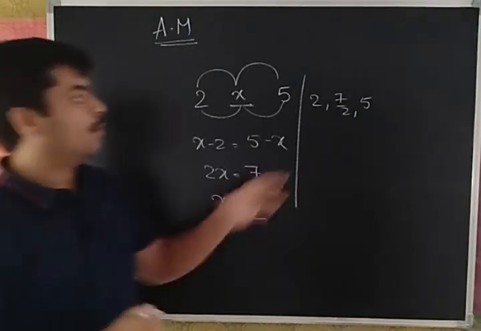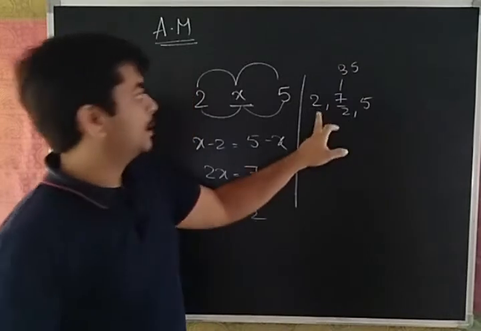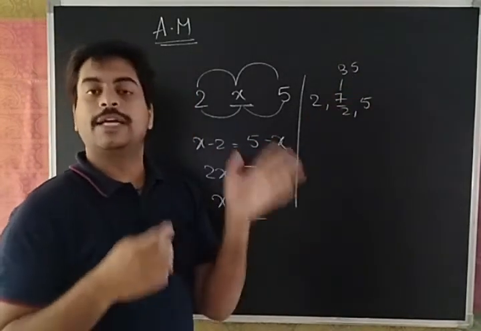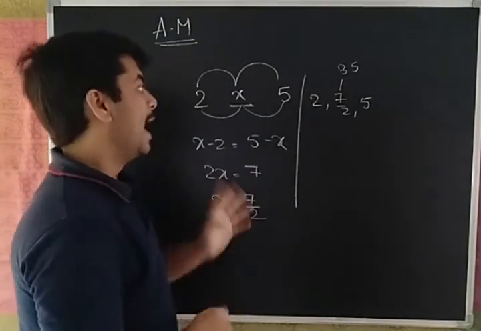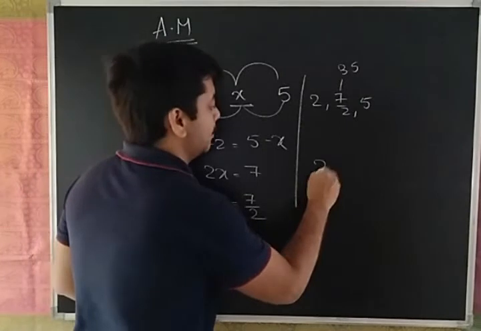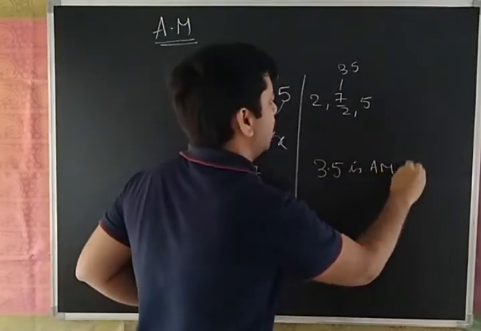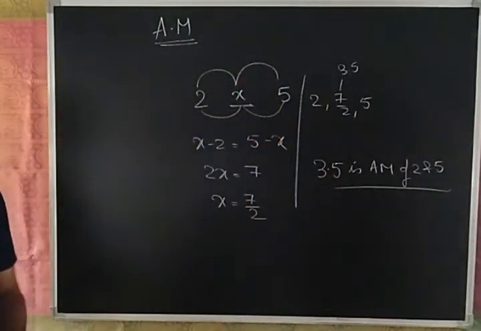Carefully check that. 7 by 2 is 3.5. Difference between 2 and 3.5 is 1.5, and 3.5 and 5 is again 1.5. So you can say that these three are forming arithmetic progression, and hence you can say that 3.5, that is 7 by 2, is the arithmetic mean of 2 and 5.